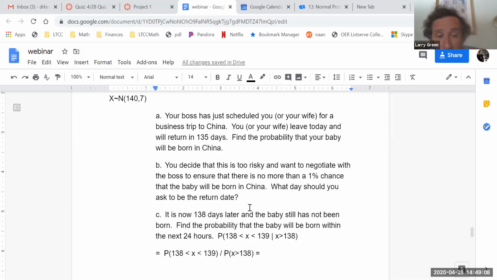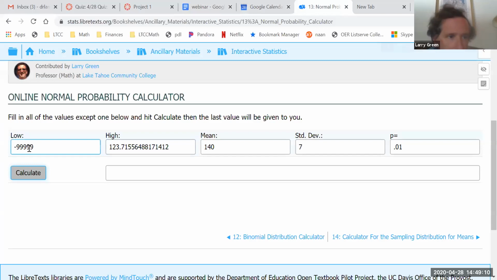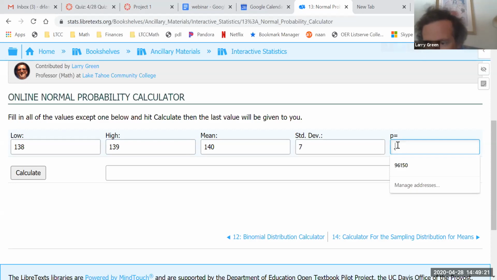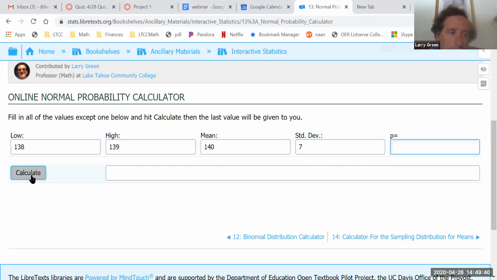So now we just compute these two, 138 to 139. So now the low is 138. The high is 139. We don't know the probability. Given always has a formula of probability of A and B divided by the probability of B. That's just a formula for given, and that's the easiest whenever you have these kind of word problems. And by the way, that could happen on your test, so know how to do that. Hit calculate, and you get 0.05565.